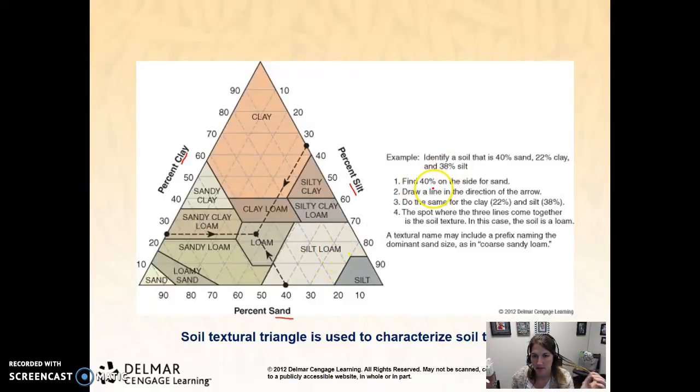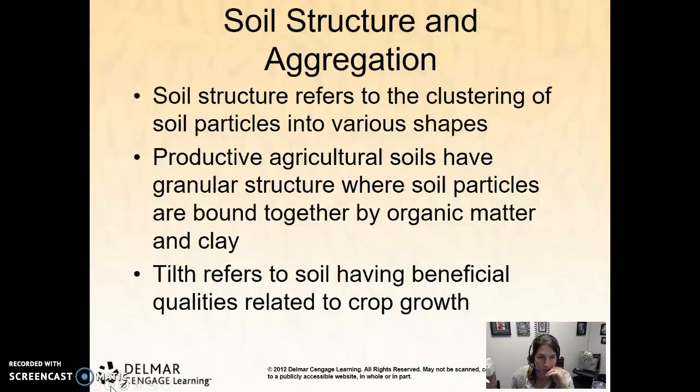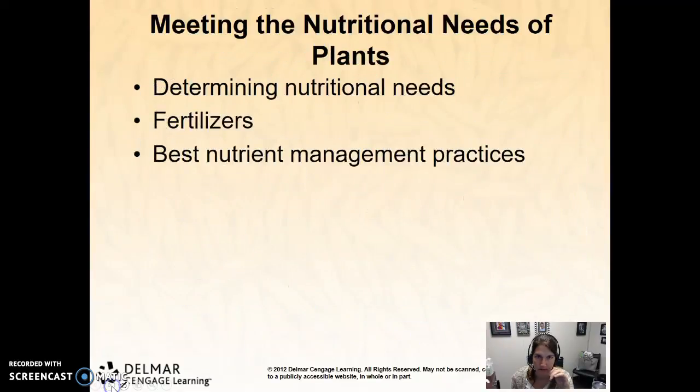All right, so it says identify a soil that is 40% sand, 22% clay, and 38% silt. Start off by finding 40 on the sand, which is right here, and we're going to go up. Then do the same for clay, which is right here, and do the same for silt, which connects us all at one big point in the loam. And so that's going to give you a coarse sandy loam. So it is loam right here. I'm just clicking through this real quickly.